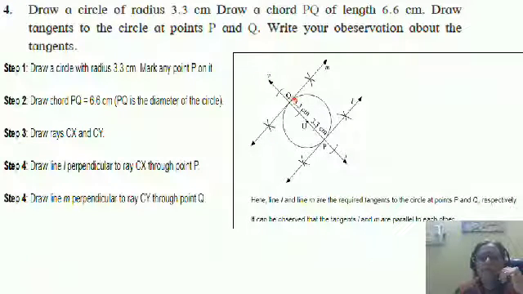So what is your observation over here? Tangents L and M are parallel to each other, making a 90-degree angle with the diameter over here.